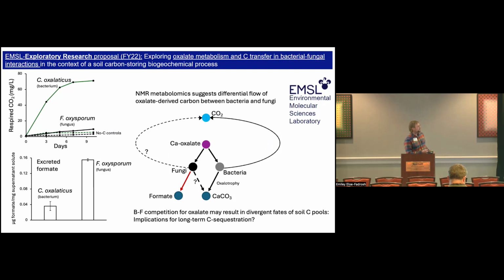So this led us to the question of whether there is this differential pathway for oxalate carbon flow through bacterial and fungal populations that may have an impact on the overall sequestration of this oxalate carbon into carbonate pools. So if you're able to promote one microbial pathway, the fungal or the bacterial, can we then enhance flux of this carbon into carbonate pools rather than to a labile compound such as formate?